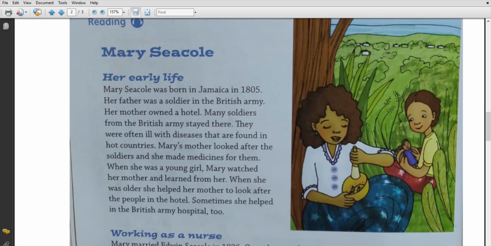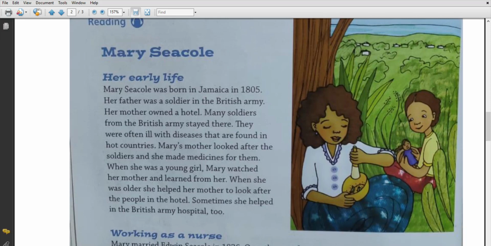Okay, so she was born in Jamaica in 1805. Her father was a soldier in the British Army. He serves in the British Army. Her mother owned a hotel, or she had a hotel. Many soldiers from the British Army stayed there.